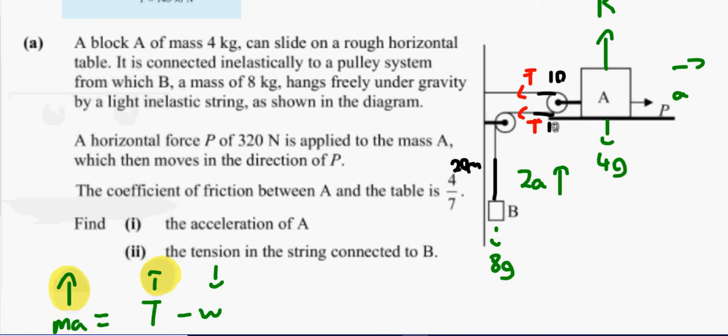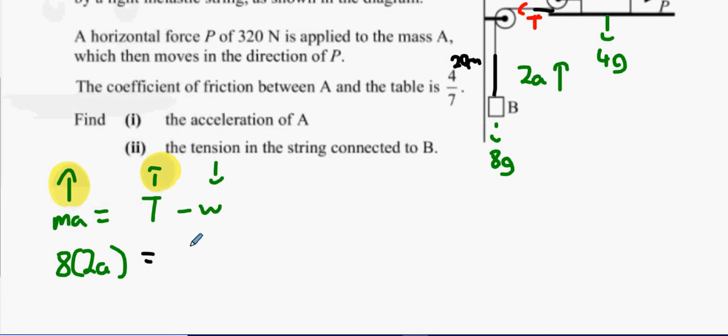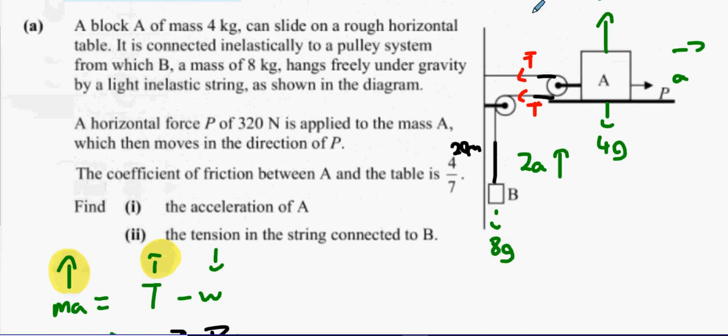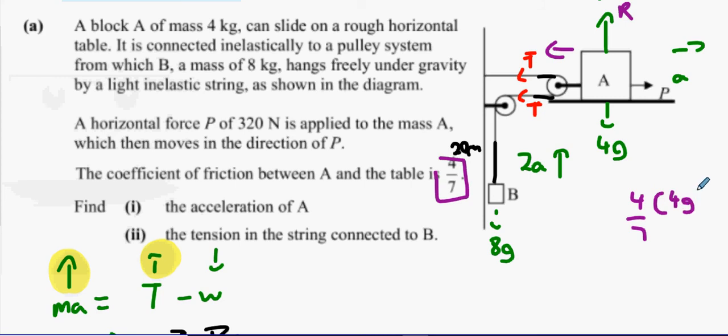Okay. Now, and then what do we just have? T minus 8G, yeah? Happy days. Alright, the next one, guys, is we're going to go for A now. Now there's friction in here as well, isn't there? What exactly are we getting friction of? 4/7 of the R value. So what's 4/7 of the R value? 4/7 of 4G, is it? And you said that's 16 over 7G. Yeah, happy enough with that?